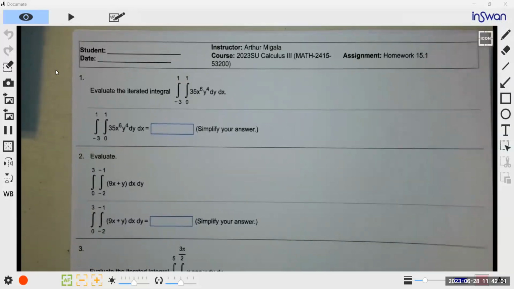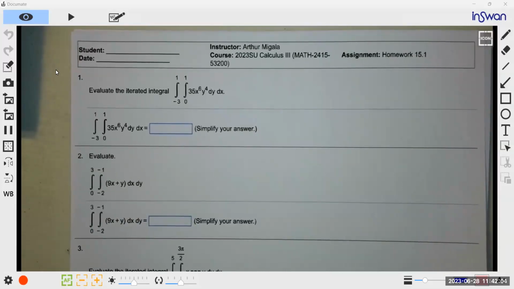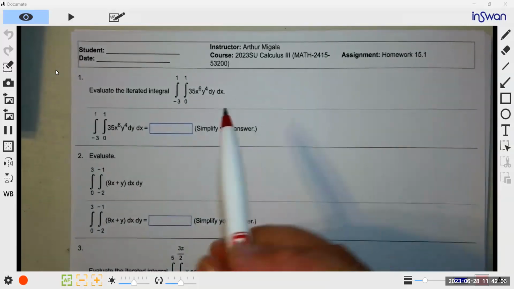All right, good morning, everybody. We're going to start chapter 15, homework assignments right now. So let's look at the first one.